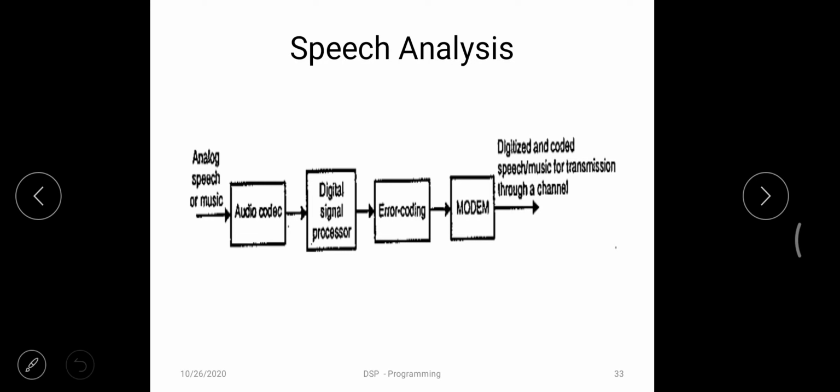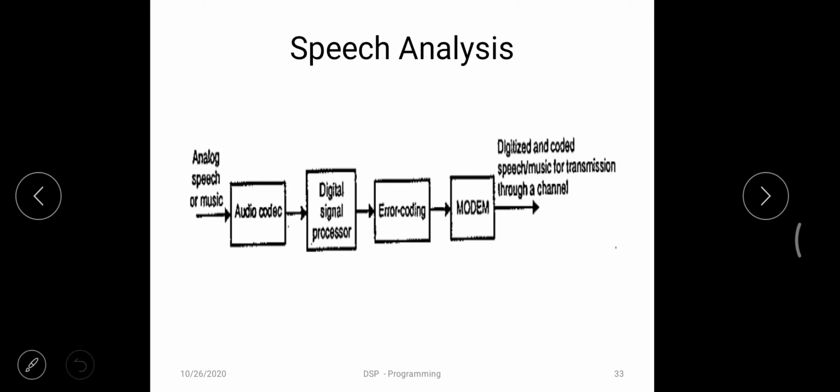After it reaches the DSP processor, the signal will be manipulated and the output is given to error coding. Error coding is nothing but checking errors with channels. In the audio codec, the input will also be compressed to 8 bits. It will be sampled at 14 bits. The output is given as 8 bits to the DSP processor. Then after entering the error coding, it will check the errors with the channels.